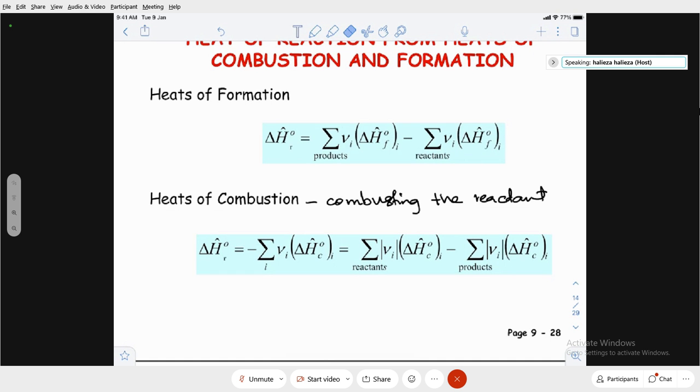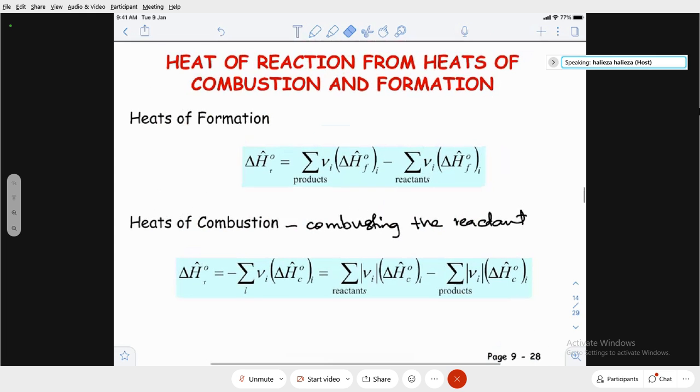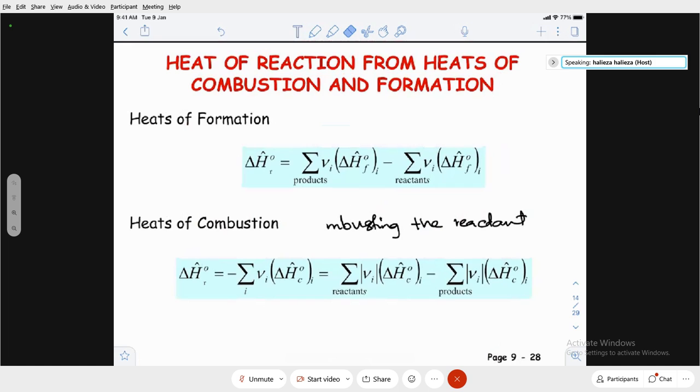Hey guys, welcome back. Okay, just like I mentioned earlier, you have over here 2 equations that you can use to get your heat of reaction. The first one is using the heat of formation. We have done a few examples just now. I think we got 2 examples, in fact 3 examples, that we looked at on using the heat of formation. So now we'll be looking at how to calculate the heat of reaction using the heat of combustion.